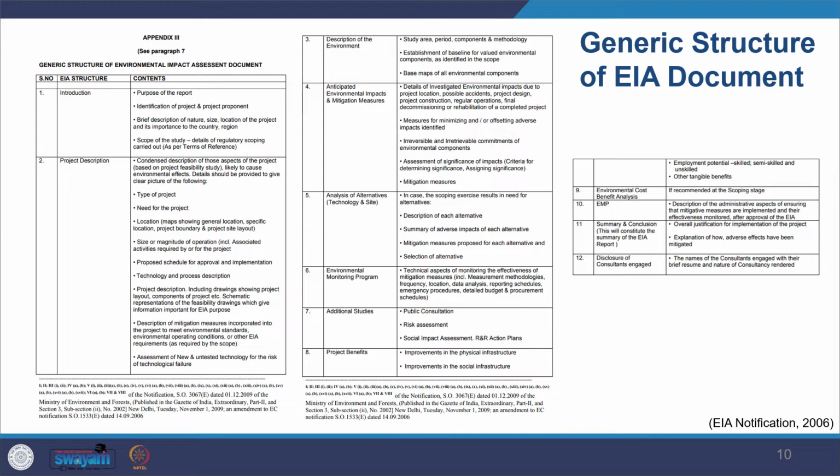And you see in the ninth segment, you have environmental cost benefit analysis. You need to put it only if it has been identified at the scoping stage, otherwise it's not a necessary element of EIA reporting. Then here you will have the EMP, Environmental Management Plan.